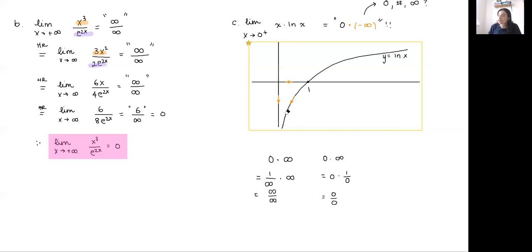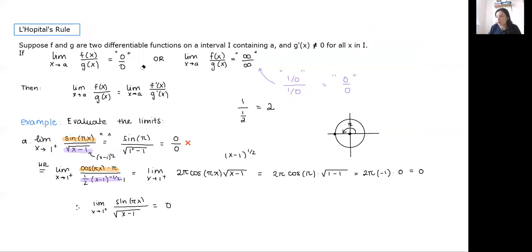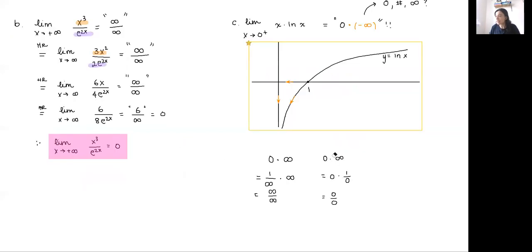Okay, that's really good. And so I need to make sure that I'll get one of these two forms, because L'Hopital's rule only allows me to use this rule if I have 0 over 0 or if I have infinity over infinity, right? So I need to get one of those two forms. Now, what that means is I'm going to have to write one of these as an inverse function. And so here's what I'm going to do.